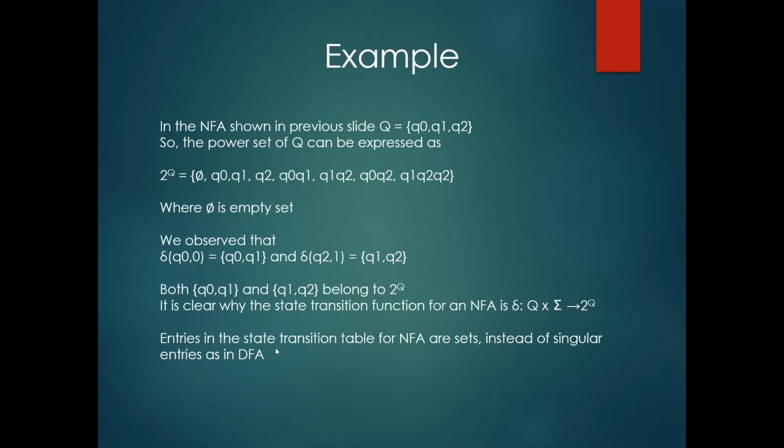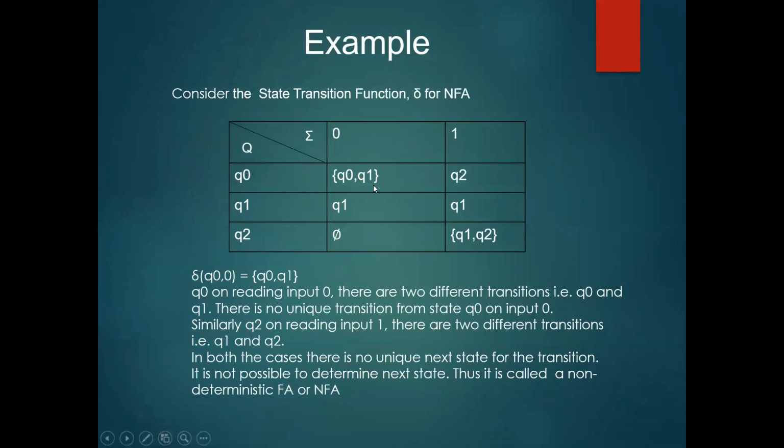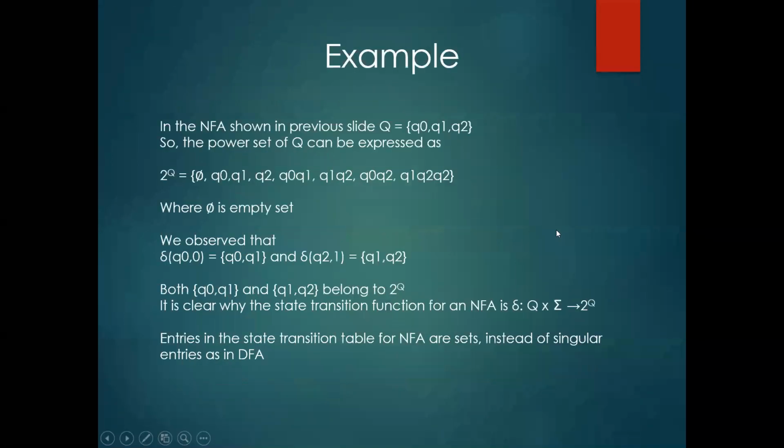And the entries in the state transition table of NFA are nothing but sets, instead of singular entries as in DFA. In the case of DFA, you will have a single entry, but in the case of NFA you could find multiple entries, because there is no unique transition on any particular input. That is the reason you find multiple entries in one cell, whereas in the case of DFA you will have only a single entry in the cell.